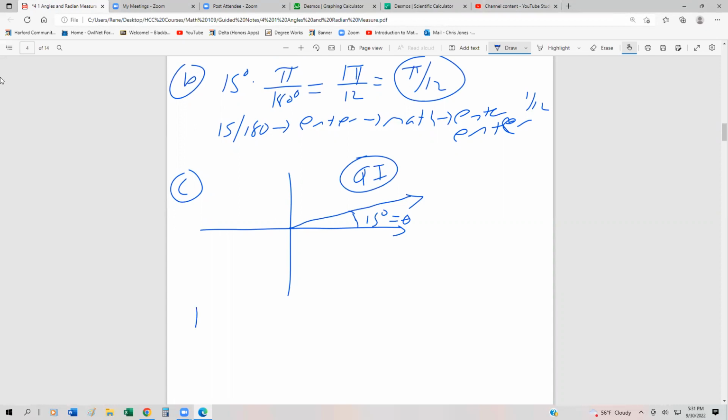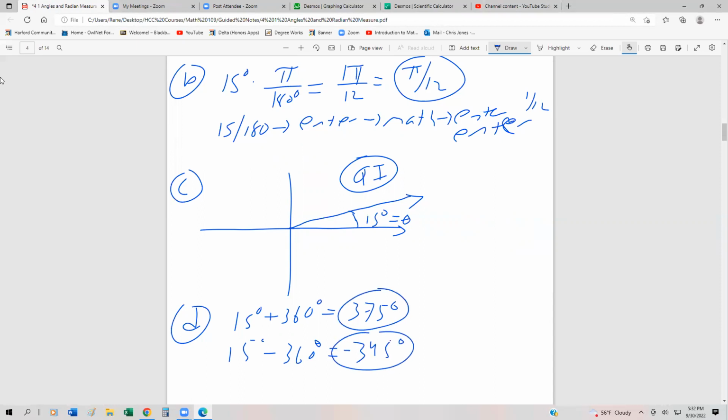If I want two coterminal angles, I take 15 degrees and add 360, and that's going to give us 375. And then if I want another coterminal angle, I would subtract 360 degrees. That would be negative 345 degrees. All right, so those are two coterminal angles.